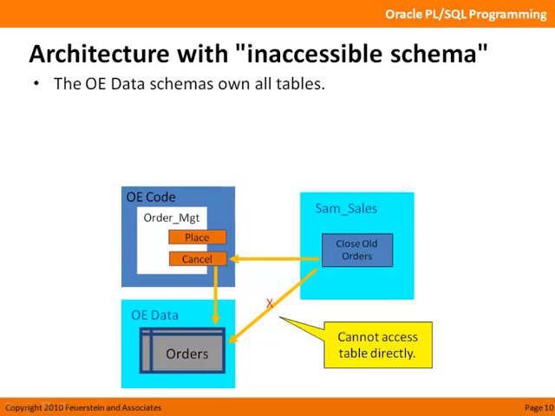And this is an example of precisely that. So I have a separate schema called OE_DATA that contains all of my data. A user never connects to the OE_DATA schema.